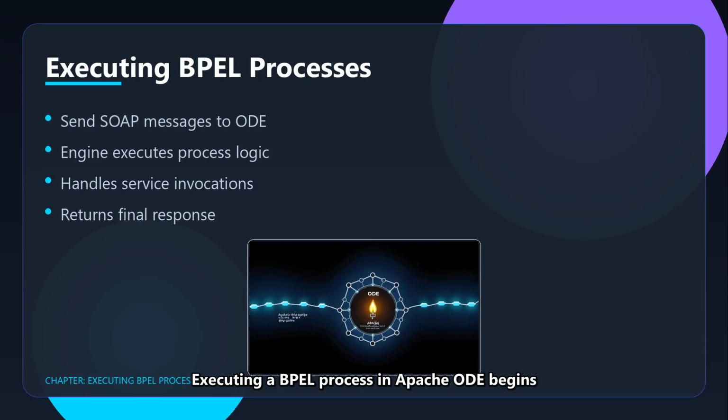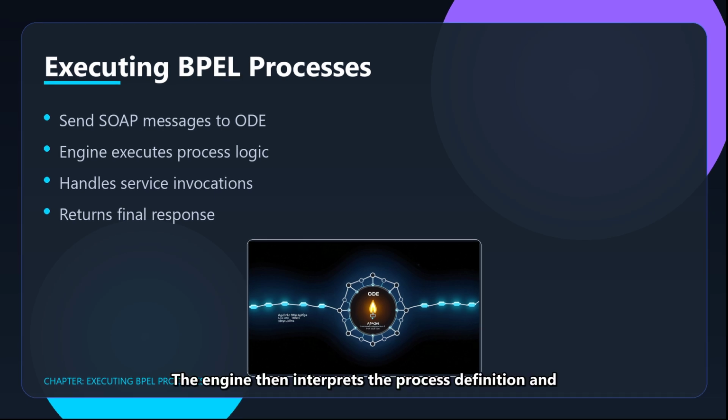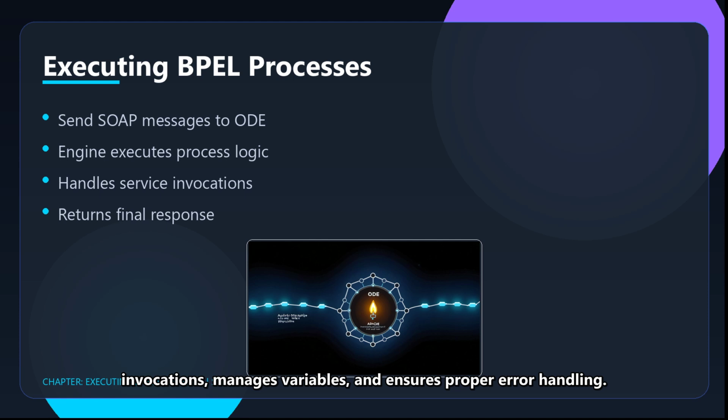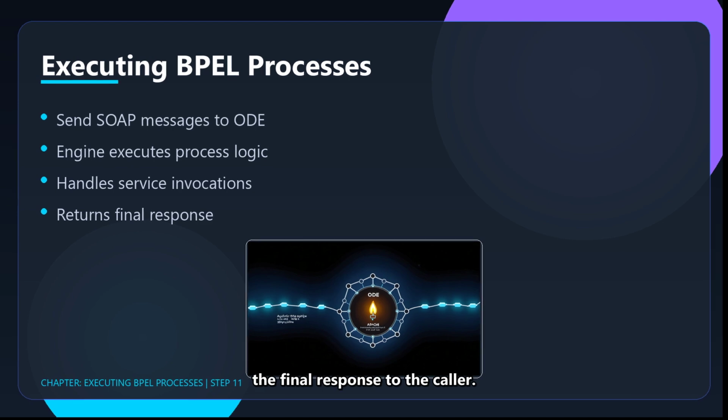Executing a BPEL process in Apache ODE begins with sending a SOAP message to the engine. The engine then interprets the process definition and executes each activity in sequence. It handles service invocations, manages variables, and ensures proper error handling. Once all activities are completed, the engine returns the final response to the caller.